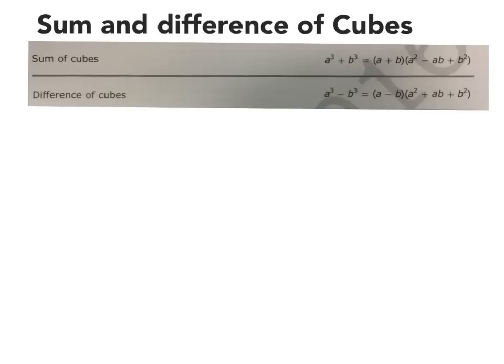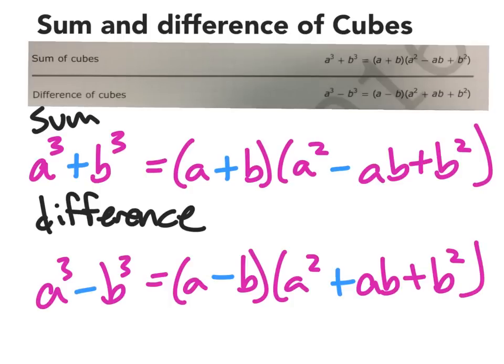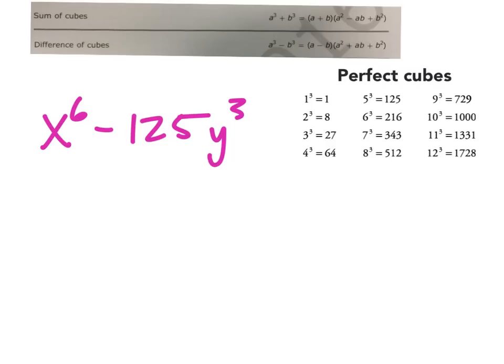Finally, we have the sum and difference of cubes. These can be challenging for people because not everyone knows all their perfect cubes. What you need to remember while you're just plugging in a and b into this side of the formula is that if it's a sum, we have plus then minus. And if it's difference for this minus, it's minus then plus. All right, so let's look at x to the 6th minus 125y cubed. And now I've provided you with a list of perfect cubes.